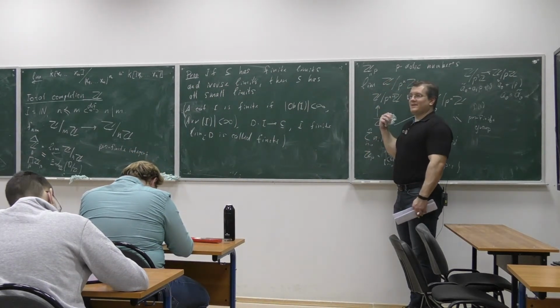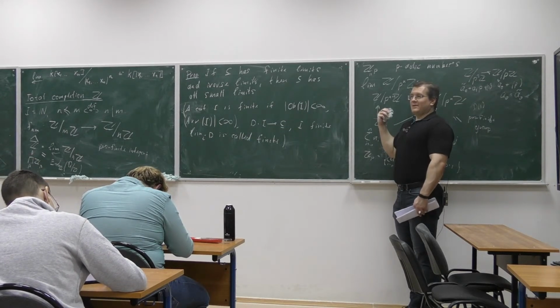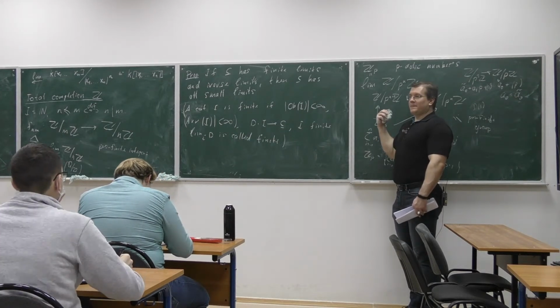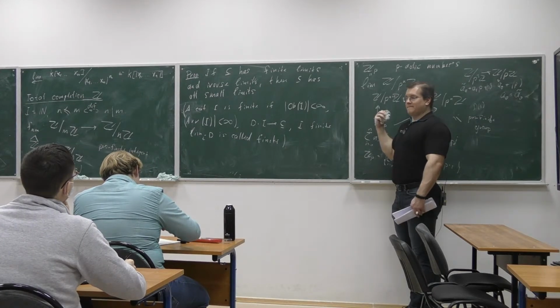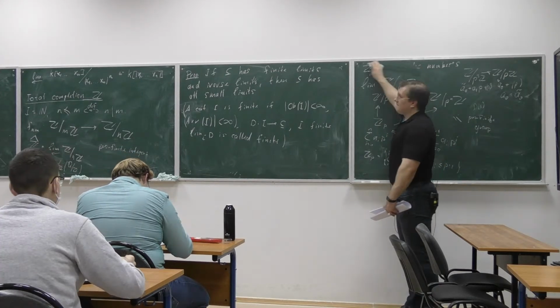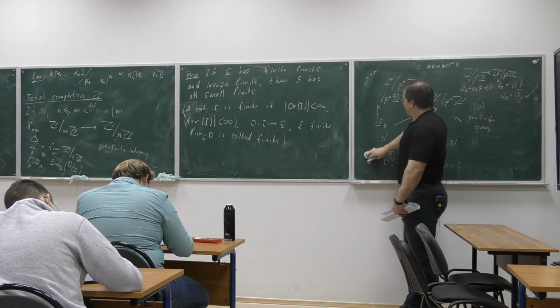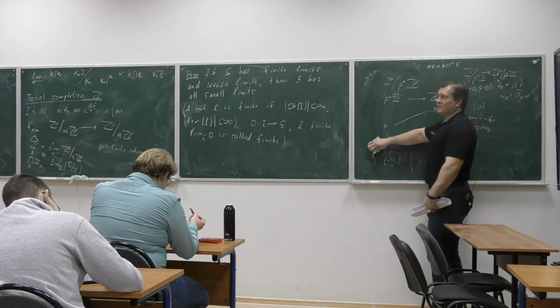Is it true that arrows form a set in a small category? Yes. Why? Because between each two objects there is only a set worth of arrows, and there is a set worth of objects. So a union of a set over a set is a set.